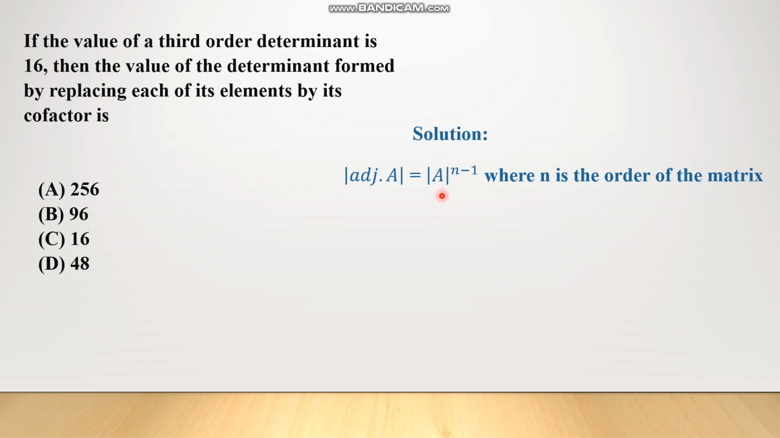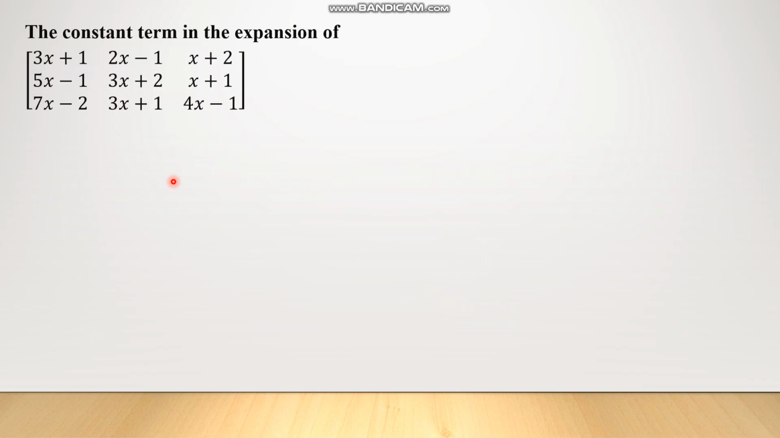It is determinant of A to the power n minus 1, where n is the order of the matrix. So what is the order of this matrix? As you see, it is given, the order of the matrix is 3. Therefore, it will be 16 to the power 3 minus 1, that is 2. And 16 square is 256. So the answer is option A, 256. Let's move on to the next question.